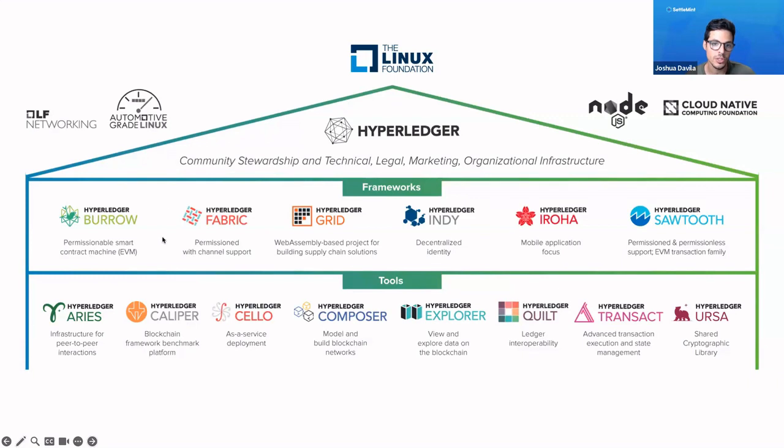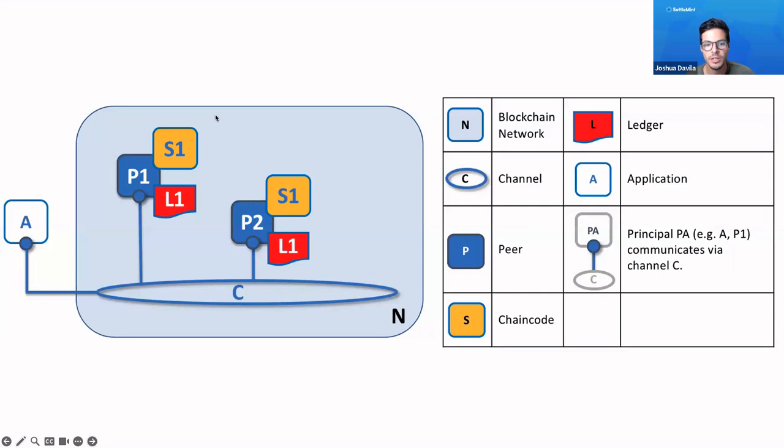We are going to focus specifically on Hyperledger Fabric. And let's talk a bit about what makes Hyperledger Fabric unique as a permissioned blockchain for enterprises. So Hyperledger Fabric, just like any other blockchain, has peers, and those peers contain a copy of the ledger, and they run a thing called chain code, which is kind of like smart contracts.